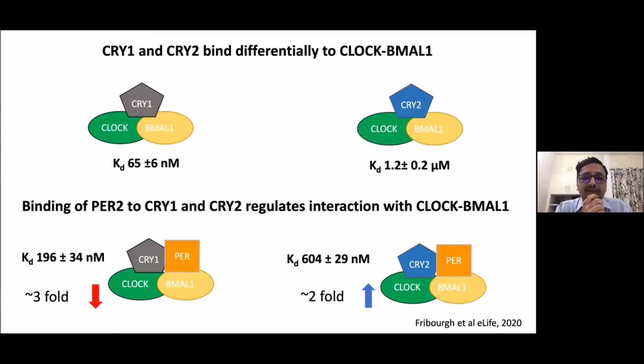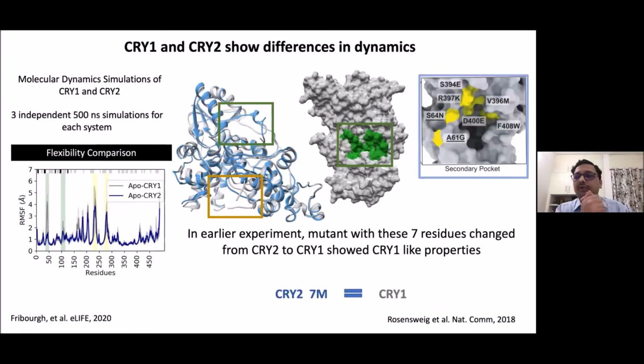All right, so as I have already told you, they show differential binding to CLOCK-BMAL in terms of their affinity, and this was shown in vitro by my collaborator's group, where they found that the binding of Cry1 is actually much stronger than binding of Cry2 to CLOCK-BMAL. There was another aspect to it. There's another layer of complication here, which is that the presence of another molecule, which is again a very important circadian protein, actually regulates or somehow changes the affinity of these molecules. So as you can see, binding of PER actually decreases the affinity of Cry1, whereas binding of PER here increases the affinity of Cry2.